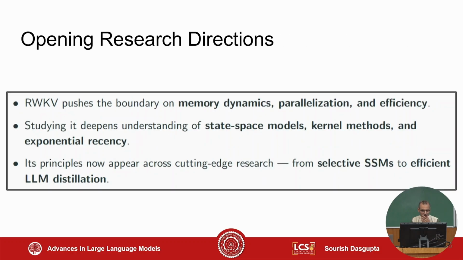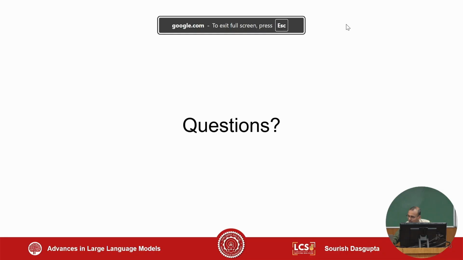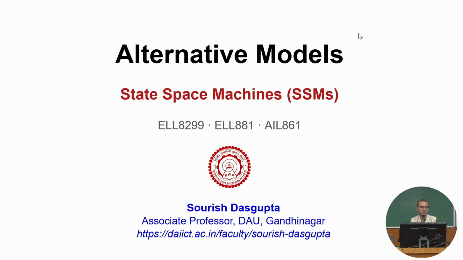So it opens up that direction of looking at state space machines. It also shows how you can bring in exponential recency within the context of attention, skip-gram attention, right? We can move on to the next topic, which is state space machines.